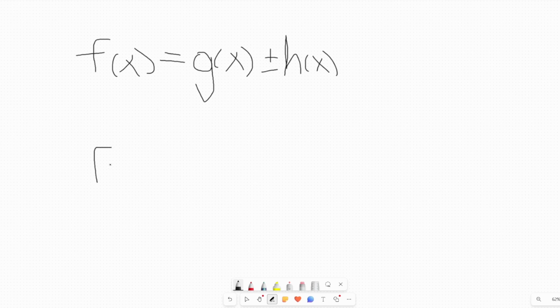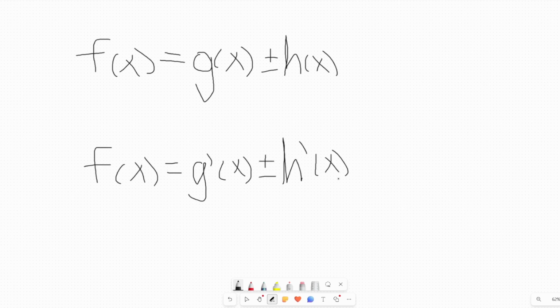So the derivative would be g prime of x plus or minus h prime of x. All right. So when you have multiple terms, you just apply this rule. Okay. So g of x just becomes g prime, h of x becomes h prime, and you keep whatever symbol was in between them.